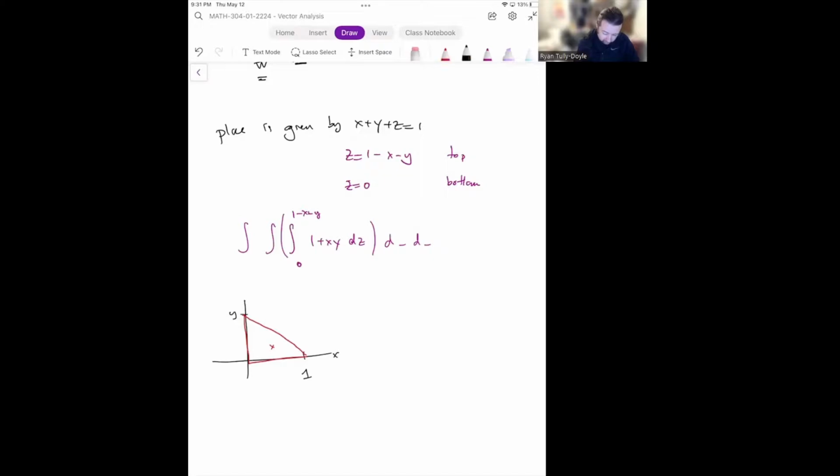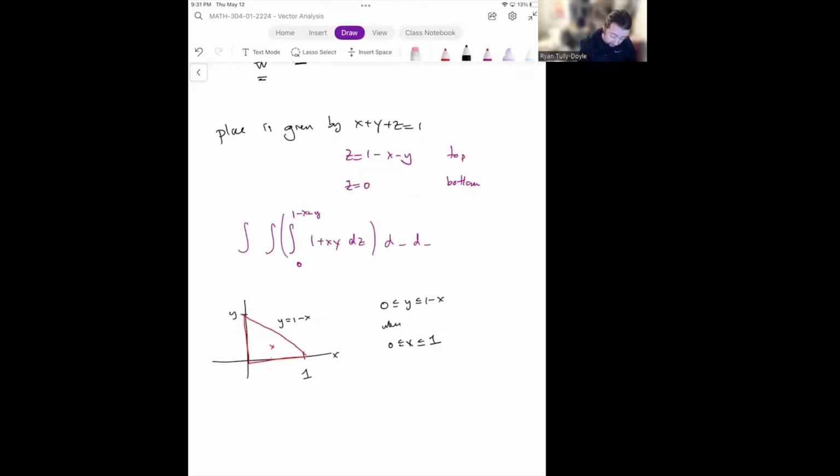So I'm going to note that this equation up here is y equals 1 minus x. And so this region would be completely described by y values ranging between 0 and 1 minus x, when x ranges between 0 and 1. And that's enough to finish writing down the integral.